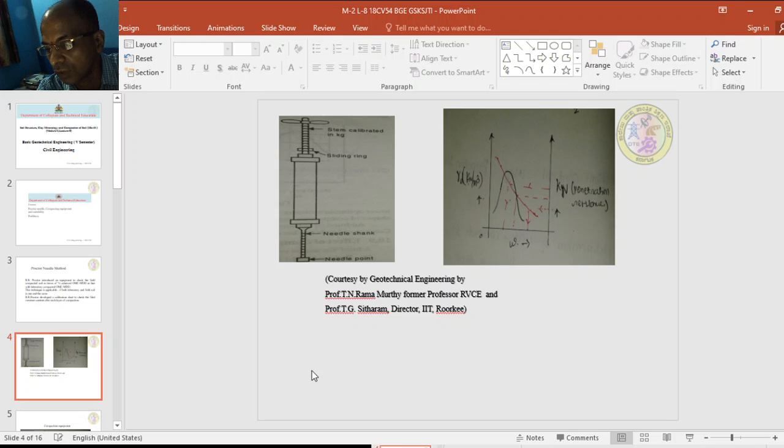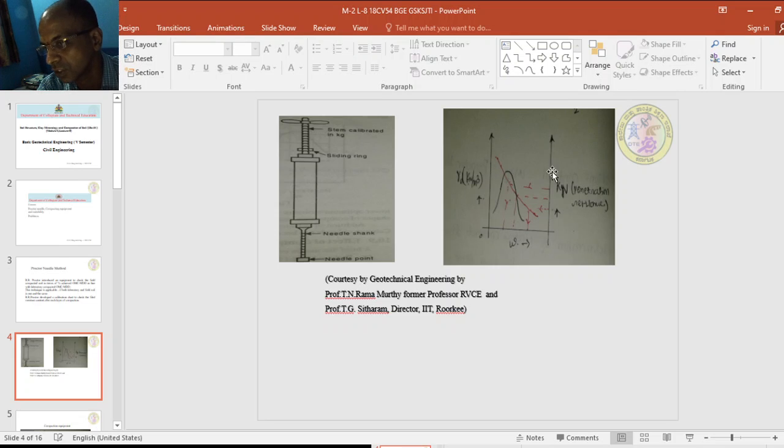Initially, when water content is less, it takes higher pressure to penetrate, so a higher pressure will give a lower water content. You mark this red point. In the second trial, the pressure required is less because water increases. Second trial, third trial, fourth trial, and in the last trial more water will be there, so less pressure is required to penetrate it. You will get a curve.